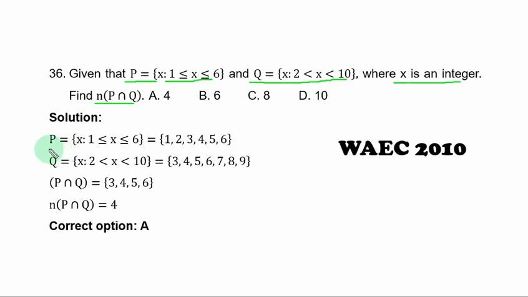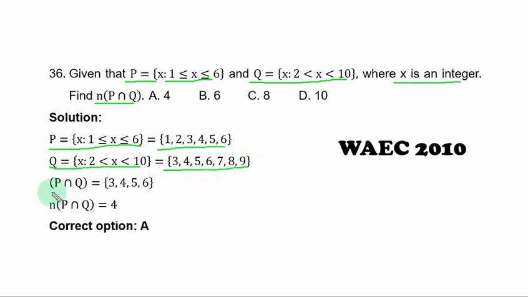Solution. Set P is equal to this. By the given range, 1 and 6 are inclusive. So you list the elements between 1 and 6. Set Q is equal to this. By the given range, 2 and 10 are not included. So you have to list the elements as from 3 to 9. You have it in this form.